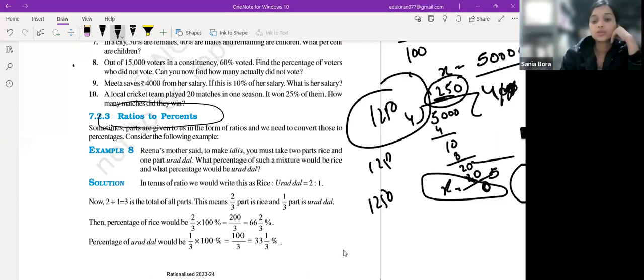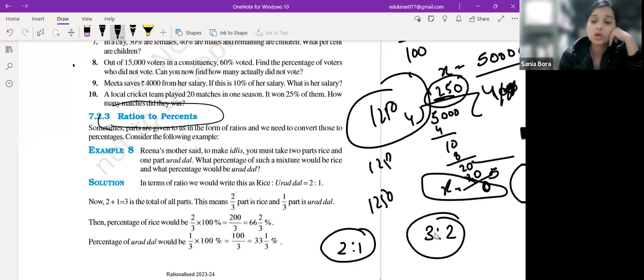Ratio itself means like this: 2:1, right? 3:2. These all are your ratios. So over here, example number 8, for example, Reena's mother said that to make idlis, you must take 2 parts rice and 1 part urad dal, right? So she said you have to take 2 of rice, and this is the ratio.